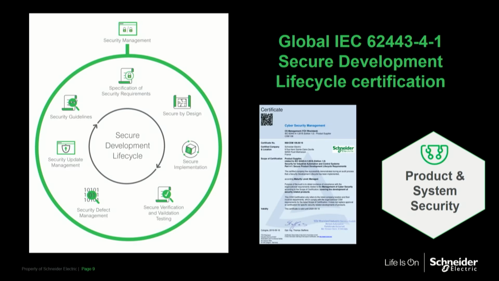So first I'm going to talk about product and system security real briefly. We follow the ISA/IEC 62443 series of standards that were designed for industrial control systems. We have these standards mandated for our products that are under development. And we actually have the highest level of maturity for our 4-1, which is one piece of the standard for secure development. Teams all around the world follow this standard. It's part of their DNA now, but it wasn't always.